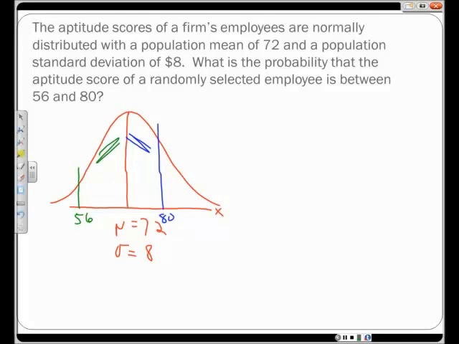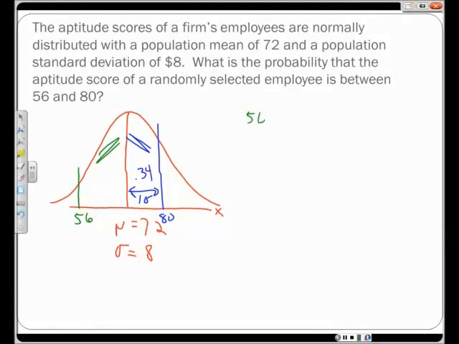In all of these, and we'll start using some other things, the first thing is get the graph. So from 72 to 80, a difference of 8, that's 1 standard deviation. 80 minus 72 is 8, divided by 8 is 1. So that's 1 standard deviation, and that's going to be 0.34.